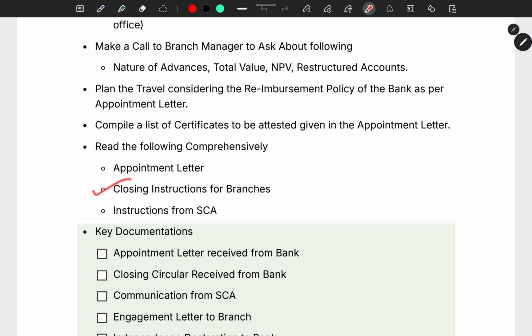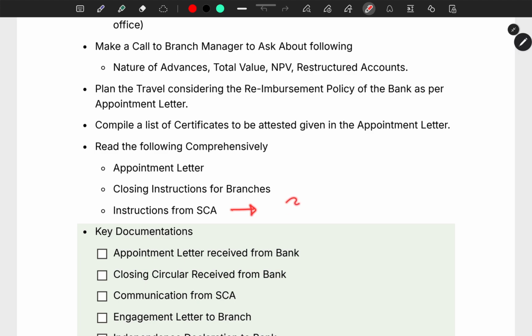Then you have to get the closing instruction for the branches. What is the closing instruction given by your head office, central office, zonal office for the closing of branches? The head office, zonal office would provide these circulars to you as well, so that you can check whether the closing is done appropriately. And then what you will receive is some instructions from the SCA as well, if there are any things that they want to emphasize.